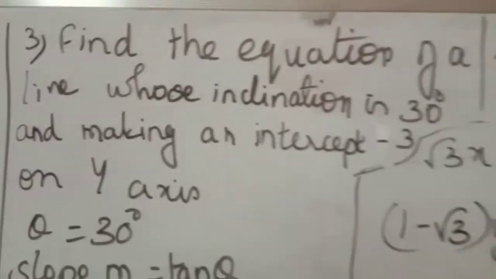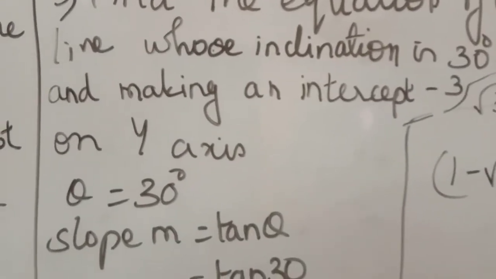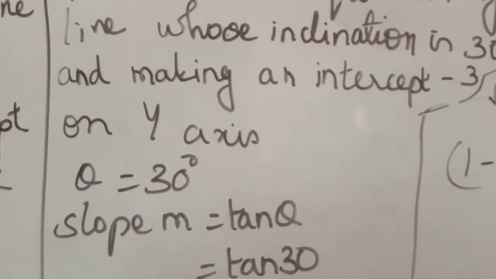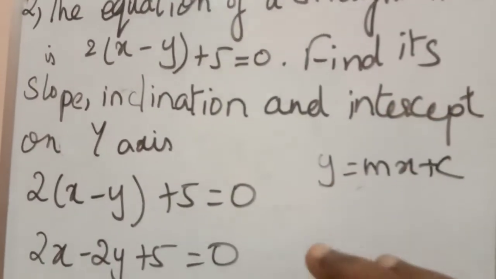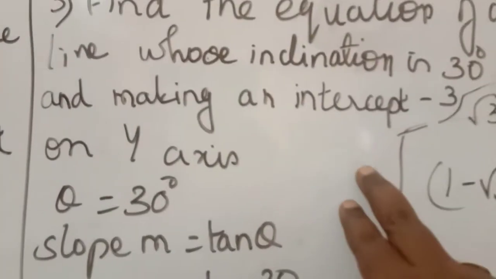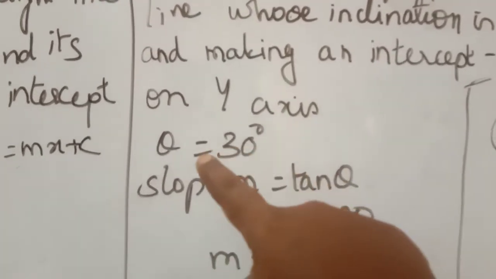Next, question number 3. Find the equation of a line whose inclination is given, intercept minus 3 on y-axis. In the previous question, the equation is given and we find the inclination and y-intercept. Here y-intercept and inclination are given, and we have to find the equation. So inclination means theta, so 30 degree.